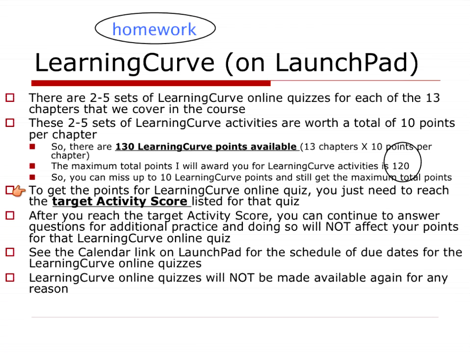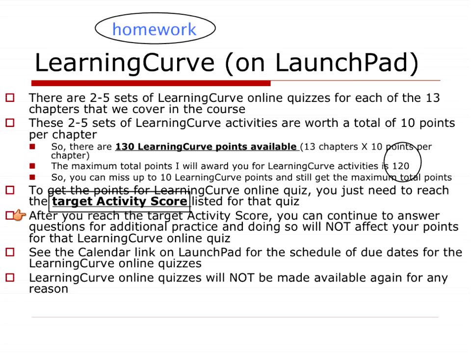Because to get the points for each of these quizzes, all you have to do is reach the target activity score that's listed for that quiz. It might say you have to get 300 points or 400 points or whatever it is. The best way I can describe the target activity score is it's the point total that you need to clear the level. Okay, that's the way my middle son described this when I had him sit down about 3 or 4 years ago and try out the learning curve quizzes. He said, oh, you got to clear the level.